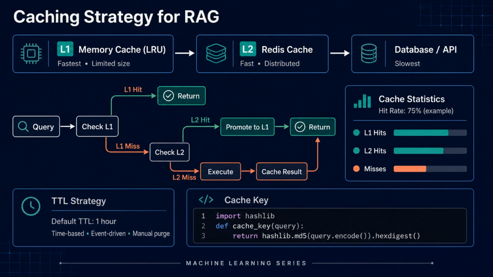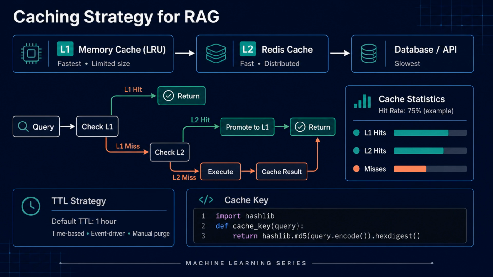Caching is essential for RAG performance and cost control. We implement a 2-level cache hierarchy. L1 is an in-memory LRU cache, extremely fast but limited in size. L2 is Redis, distributed and persistent with larger capacity. When a query arrives, we check L1 first. On a miss, we check L2. If found in L2, we promote to L1 for faster future access. Only on a complete miss do we execute the expensive RAG pipeline.